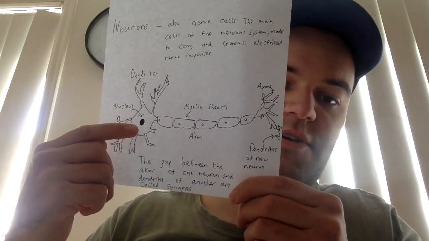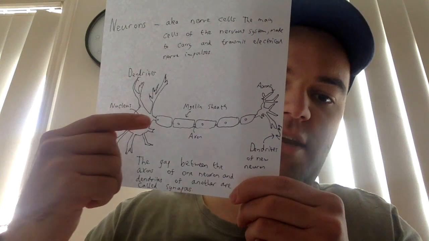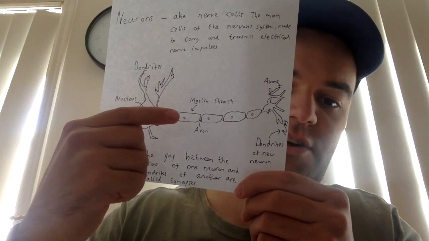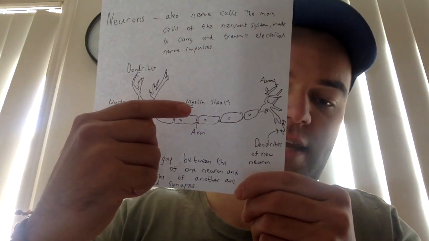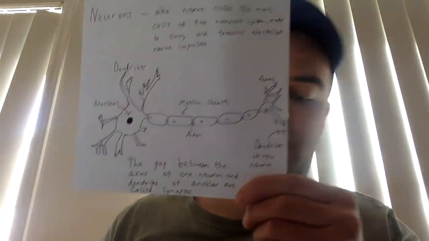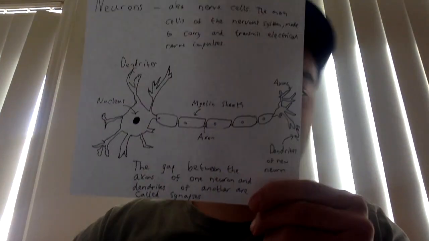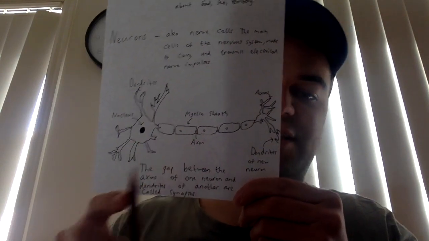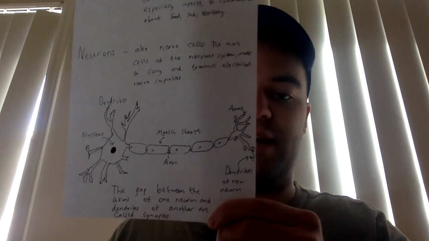Like most cells, it's got a nucleus as well. And then going along here, it's got the axon, which is transmitting the signal along. And that's surrounded by this myelin sheath. The job of the myelin sheath is to insulate the signal to make sure that it can travel quickly to where it's meant to. The disease multiple sclerosis is caused when the myelin sheath breaks down, and that results in nerve impulses not being able to move as quickly, which can result in tiredness, muscle aches, lack of control over movements.